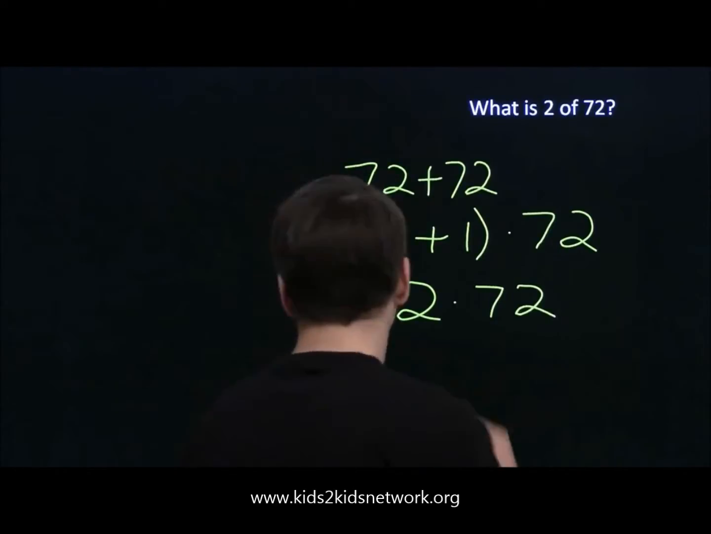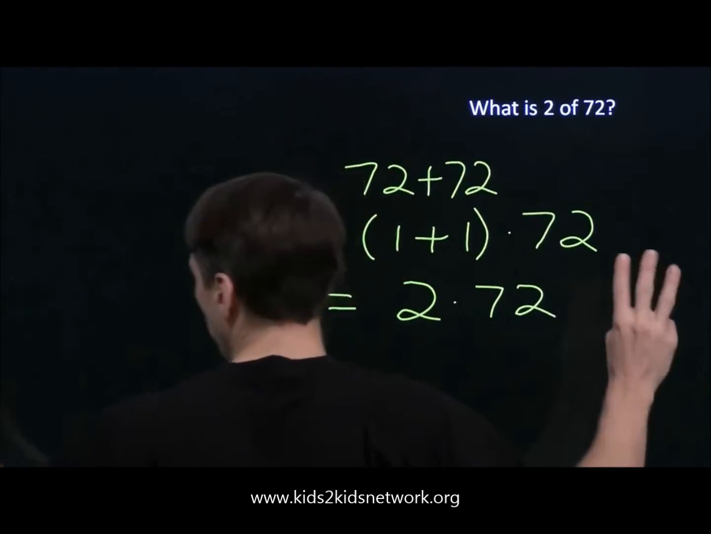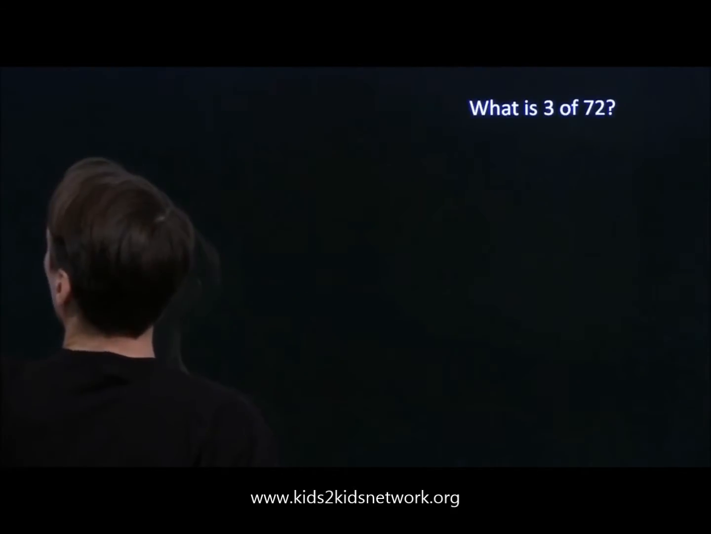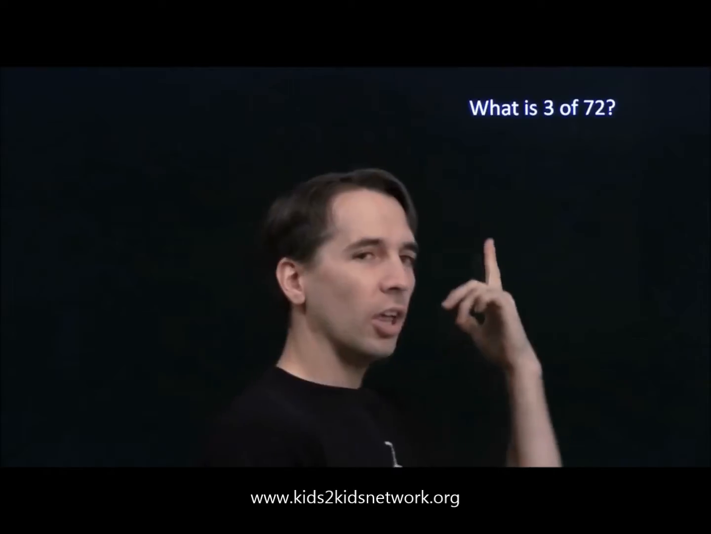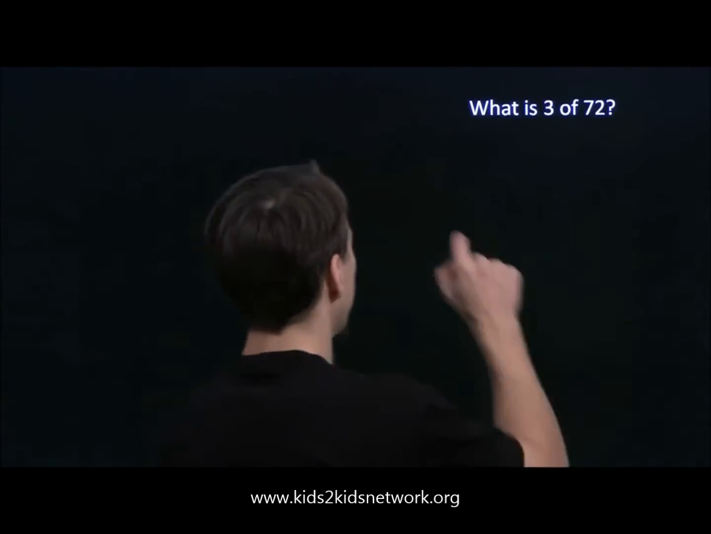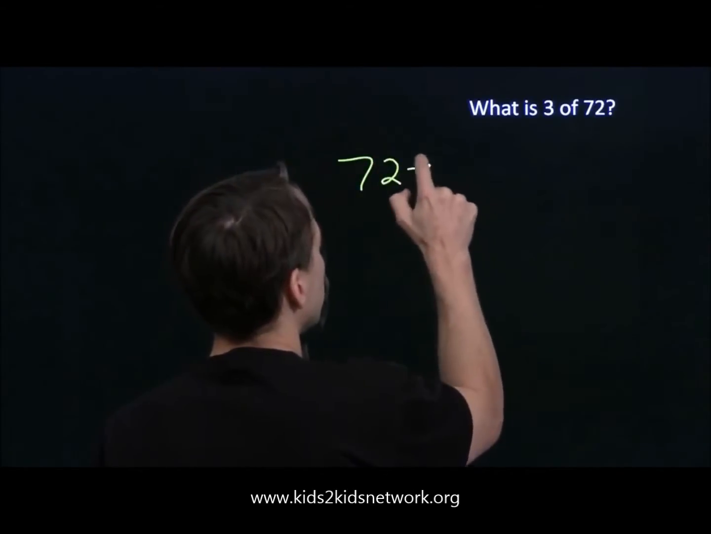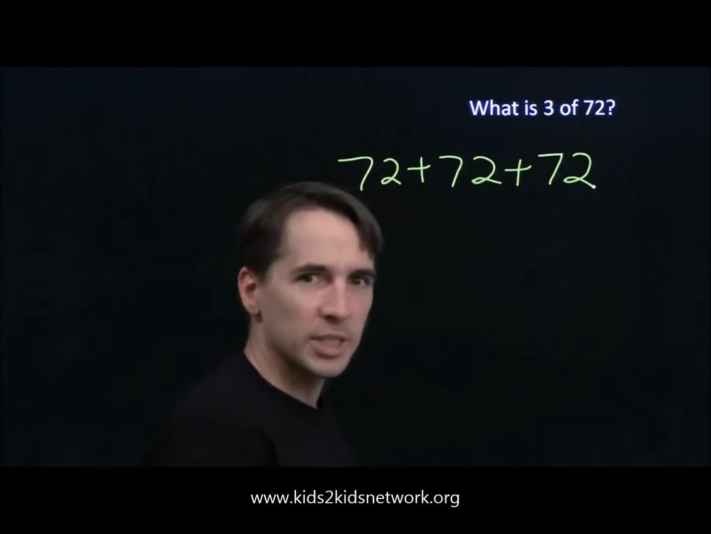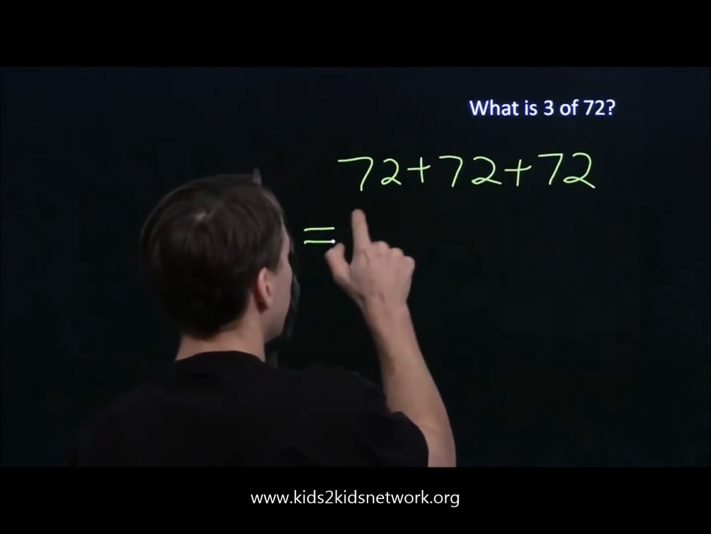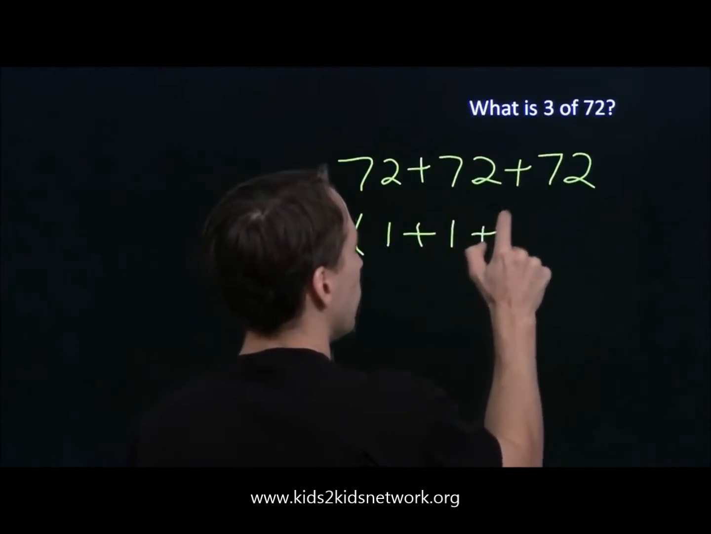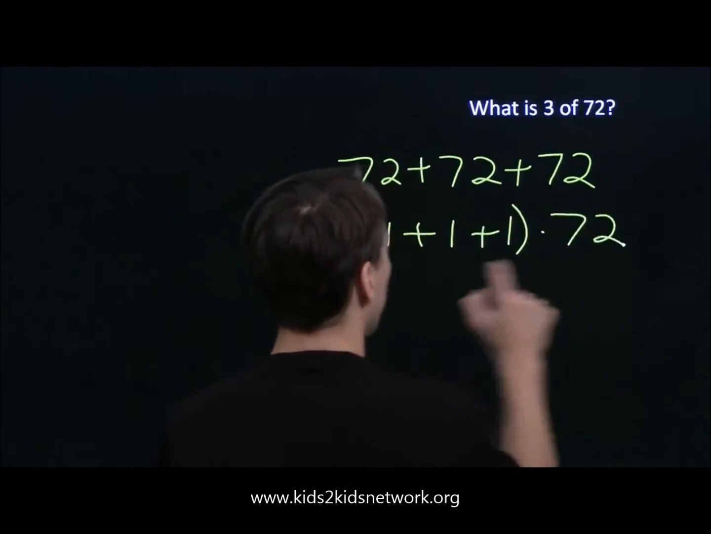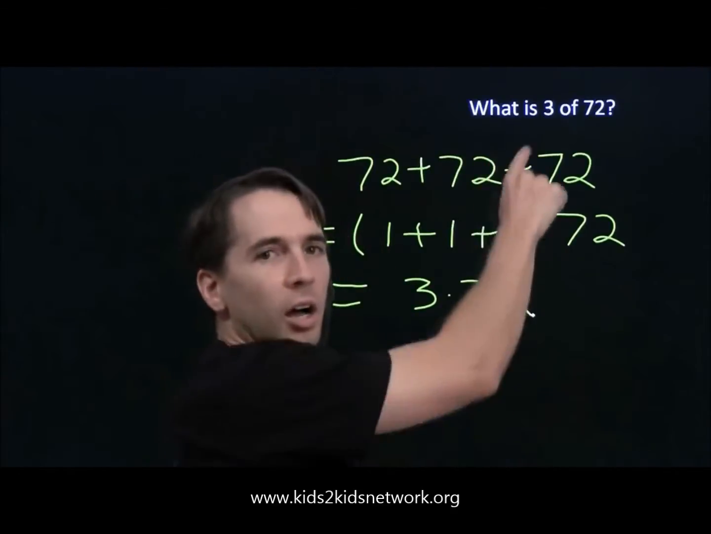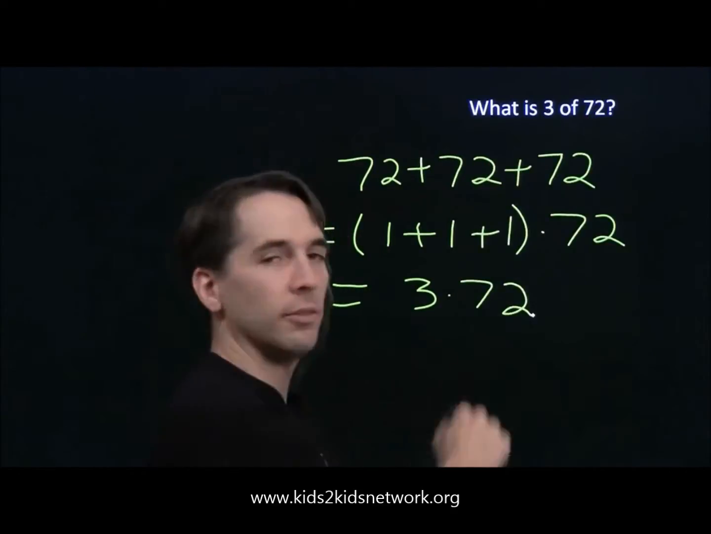Oh, you think it just works for 2. Yeah, you know what's coming next. We're going to do 3. What is 3 of 72? Yeah, you know the drill here. 72 plus 72 plus 72. That's 3 72s, and we just saw that means that's 1 plus 1 plus 1 times 72. 3 times 72. 3 of 72, 3 times 72.